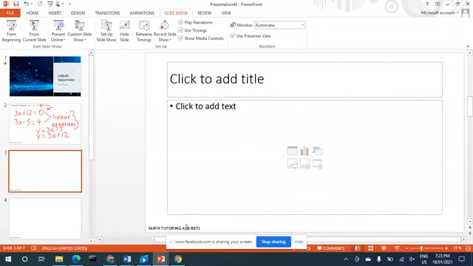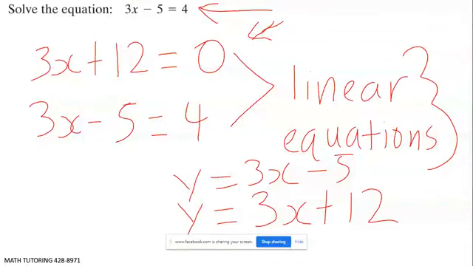Okay, back to linear equations. So we have this as an example of a linear equation, 3x plus 12 equals 0. And we have this as an example of a linear equation, 3x minus 5 equals 4. Both of these are linear equations.